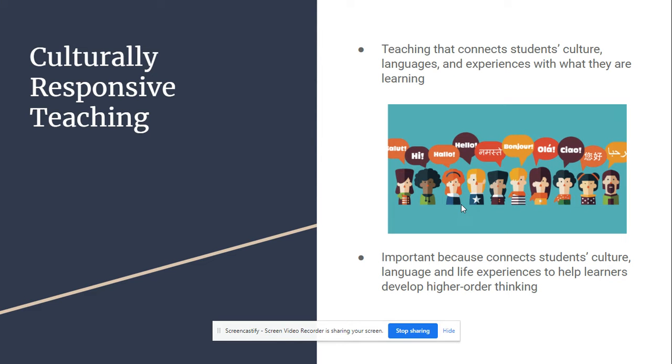Culturally responsive teaching teaches and connects students' culture, languages, and experiences with what they are learning. It's important because it connects students' culture, language, and life experiences to help learners develop higher order thinking.